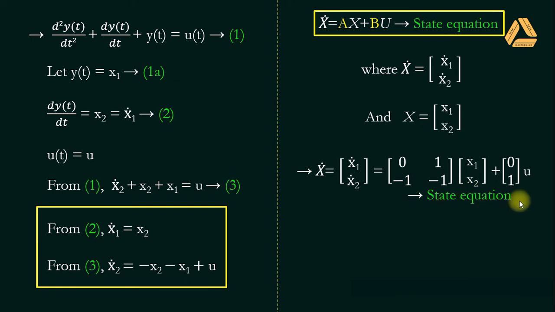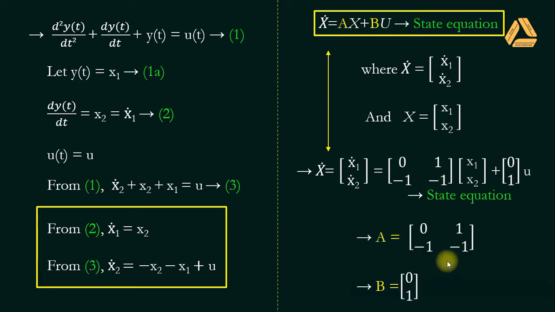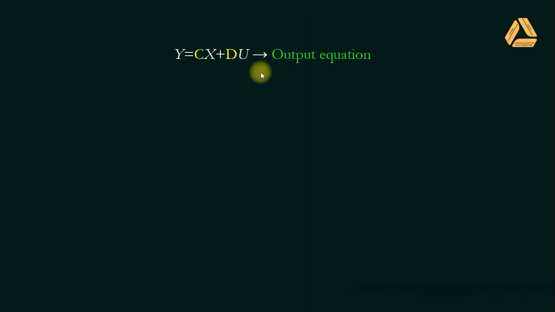So that gives the state equation, and from the state equation we know that the standard format is Ax plus Bu, right? So from this, the A matrix is nothing but 0, 1, minus 1, minus 1, and the matrix B is given by 0, 1. Then comes the output equation. So the standard format is y is equal to Cx plus Du. I have to bring the equation in this format.